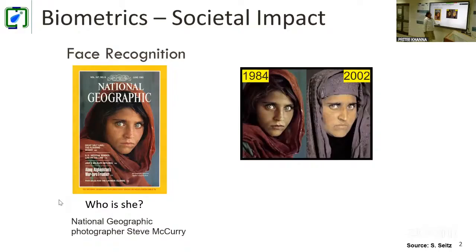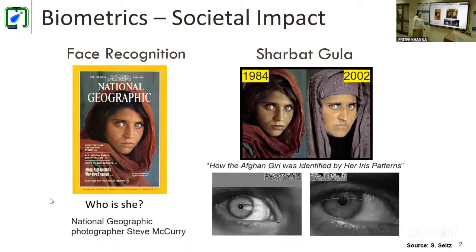That was in 1984, and then he again took a picture in 2002, after 18 years, and it was clear that she is the same girl, Sharbat Gul. They printed it on their cover page, and the same photographer claimed it was the same person, but how could he identify her? Here biometrics played the role, and this Afghan girl was actually identified by her iris pattern.